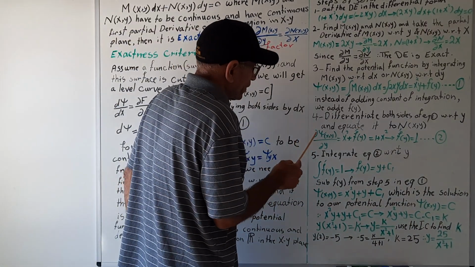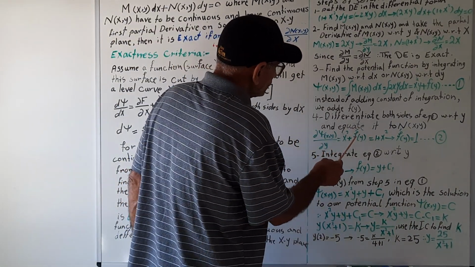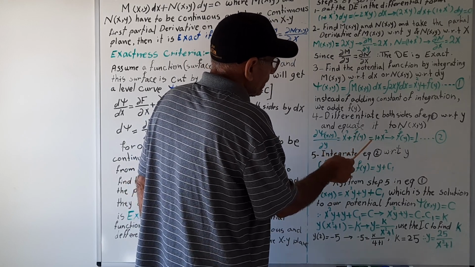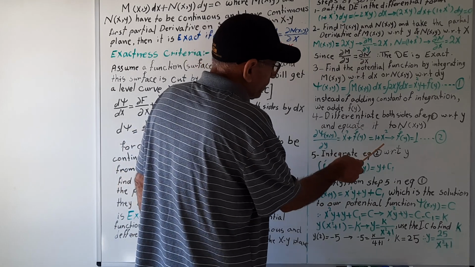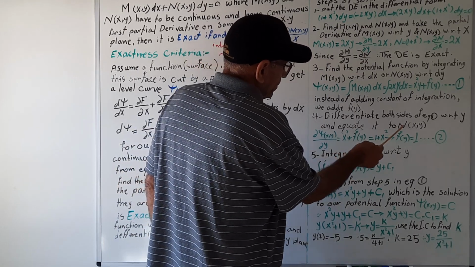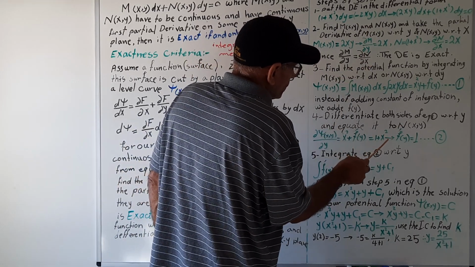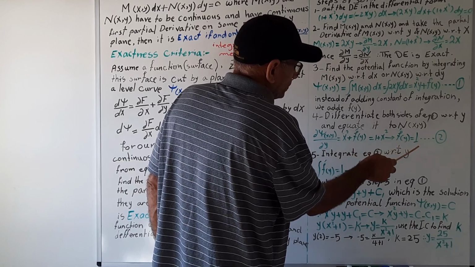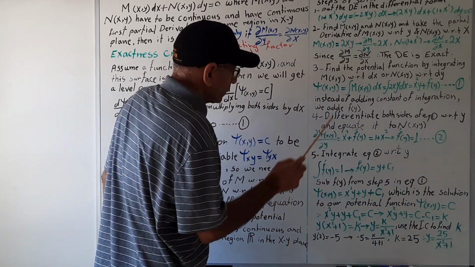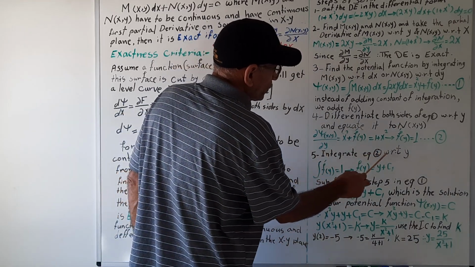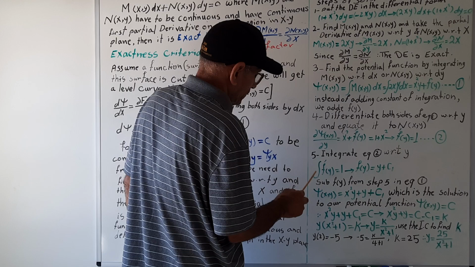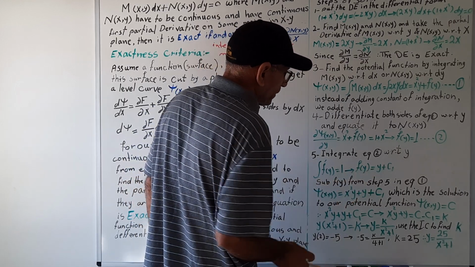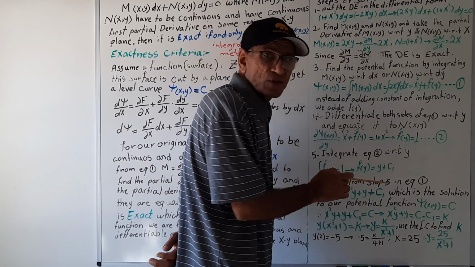And here's our differentiation, plus f prime of y. And here's our N function. So from this equation, we get f prime of y equals 1. This is equation 2. Integrate equation 2 with respect to y. Here's our integration, and f of y equals y plus c1. Here c1 is the constant of integration.